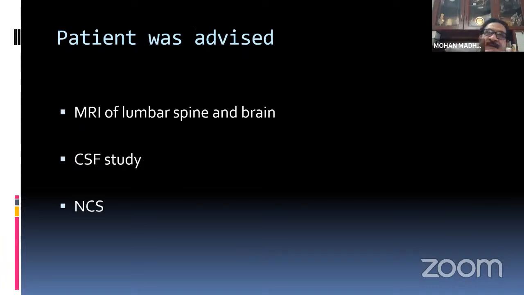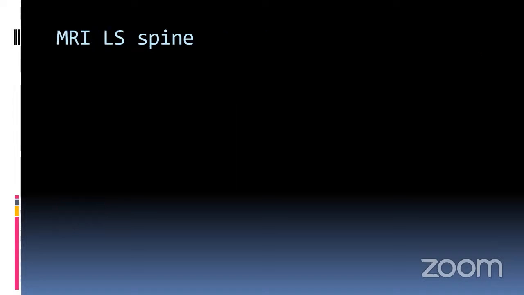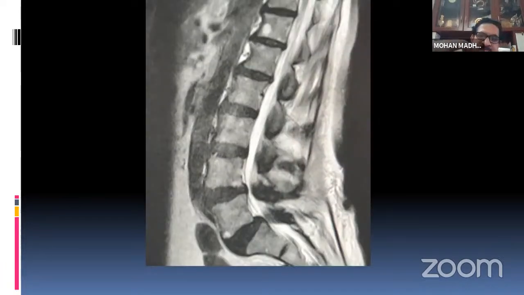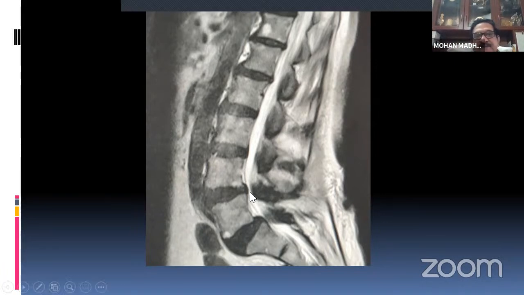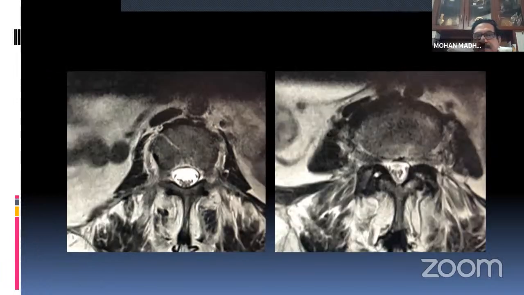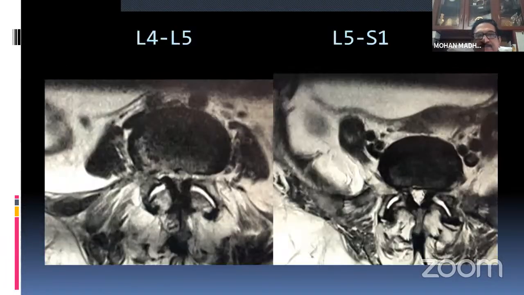So, I thought of MRI LS spine and CSF study. I also asked for an EEG because she was drowsy. I don't know why she has been drowsy for the last 1 month. The lumbosacral spine shows canal stenosis at L4, L5. You can see the canal at L5, S1, but predominantly L4, L5. This is at a higher level. This is L2, L3, L3, L4, L5.